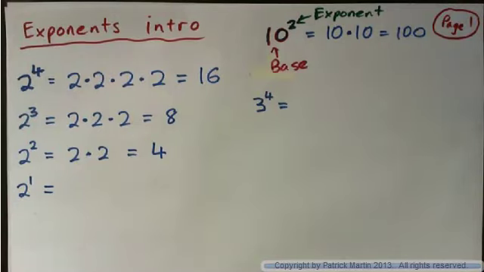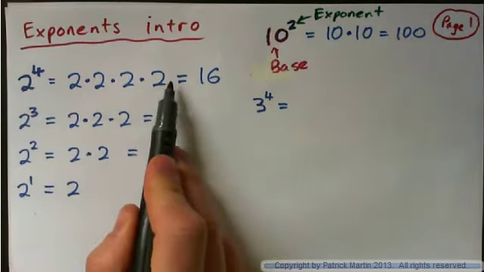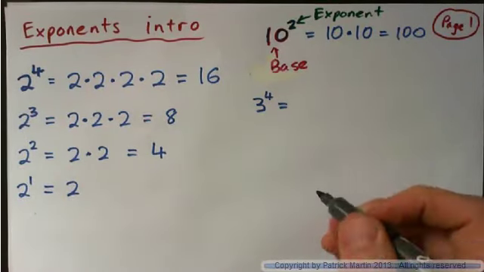So what do you think 2 to the power of 1 would be? Take a guess. 2 to the power of 1 might indeed be the number 2. Yep. So there's one of them. So 2 to the power of 4 does 1, 2, 3, 4 2's. 2 to the power of 3 does 3 of them. 2 squared is 2 of them. 2 to the power of 1 is 1 of them.